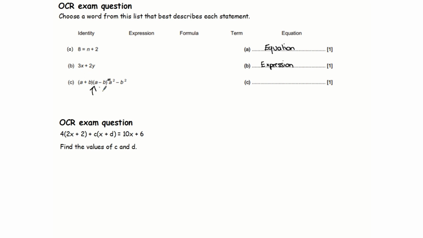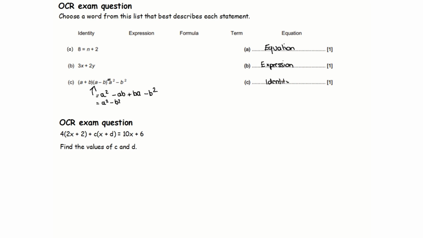So I'm going to do a times a to give me a squared, a times negative b to give me minus ab, b times a, so plus ab, and finally b times minus b gives me minus b squared. Then I'm just going to collect the terms. Well, ab and ba are actually the same. One's negative, one's positive. So this is a squared minus b squared, which is the same as what's on this side. So therefore this here is an identity.